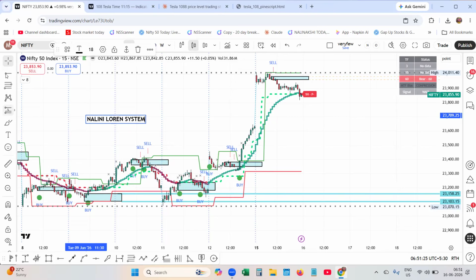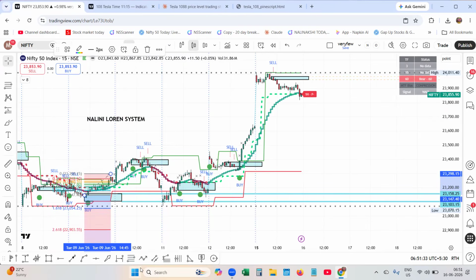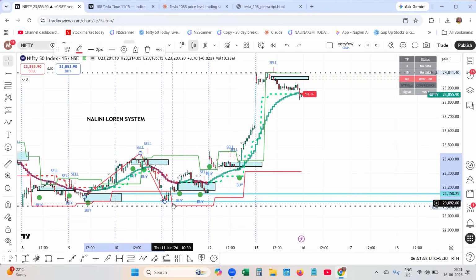Suppose you can see here clearly, the market made a high and it came down, right? It came down to the same level where it started. So we cannot make out the range lows. And in my observation, I found that 11:15 is the 108 Tesla time.